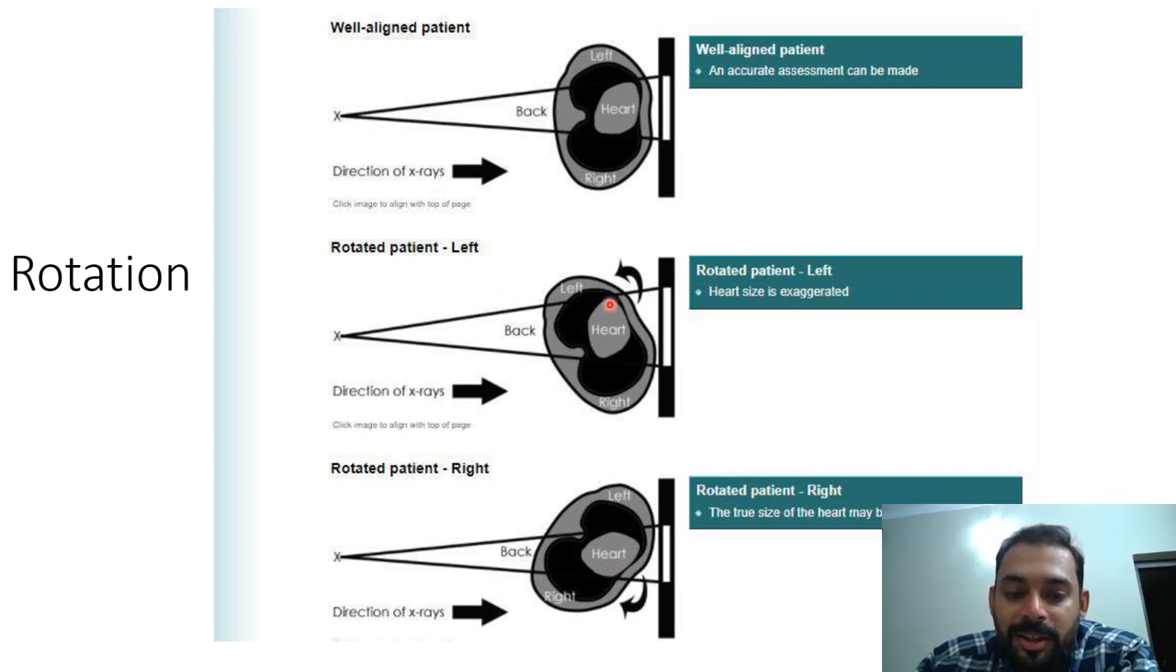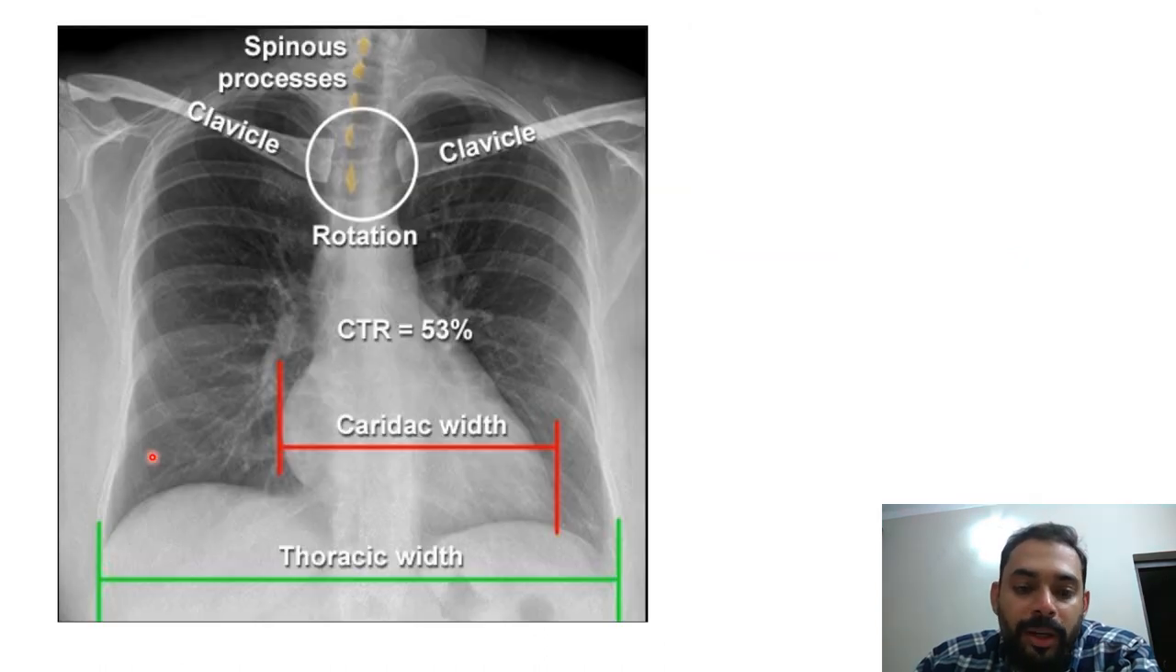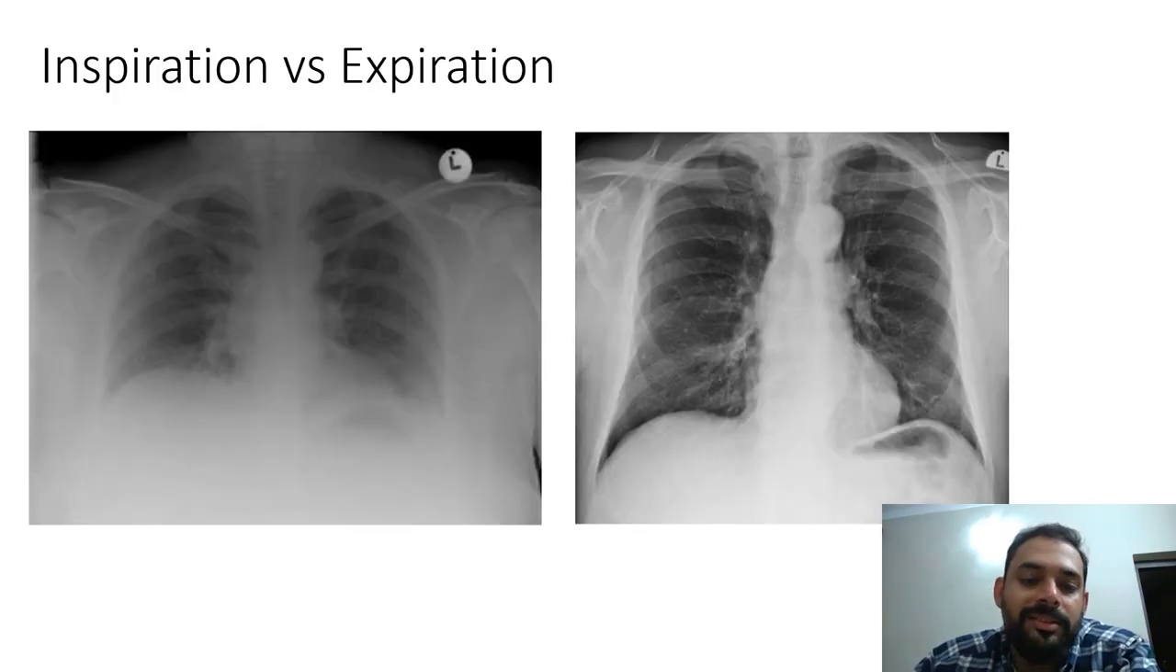So if the patient is rotated, there are lots of things that cannot be commented on properly. So look at this X-ray. Here what we can see is the deviation of the trachea. It cannot be commented upon. The cardiac size cannot be commented upon. When there is rotation, there will be crowding of ribs and false densities on lung fields. It may be mistaken for consolidation. So hence, rotation is important when we read an X-ray.